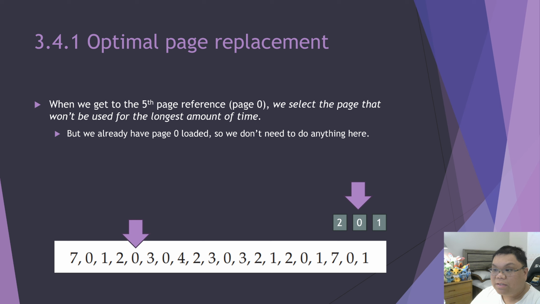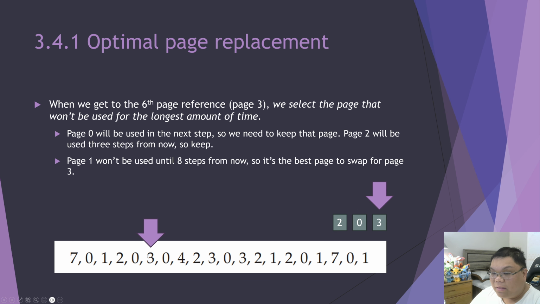We continue with this process, select a page that won't be used for the longest amount of time, but only if we encounter a page that isn't loaded into a page frame. We're now reading page 0, but that was already in a page frame. No problems there. But we do need to read page 3 next, but we don't have room for that.